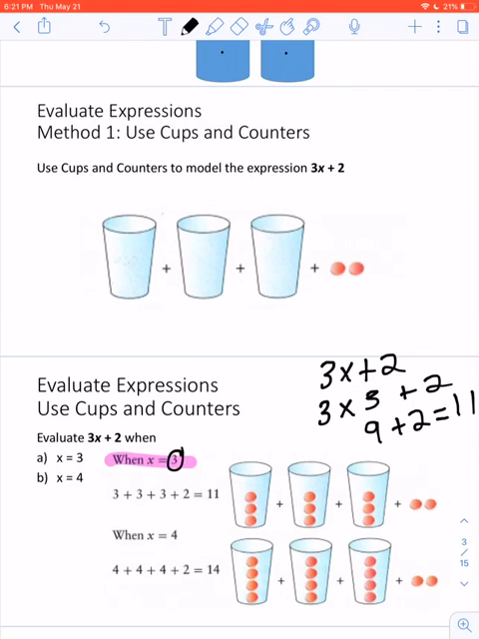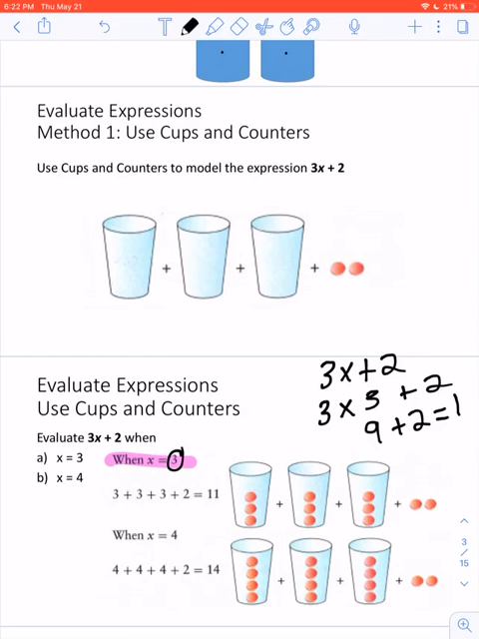Here what they did is they just added 3 together 3 times, but either would be okay. So here we can see they're showing us there's 3 counters in each cup, and if that's the case, we add them up and we have 3, 6, 9, 11.